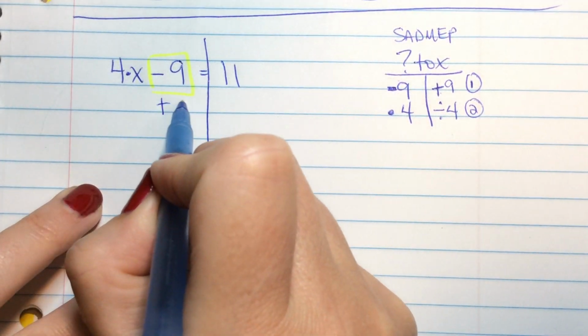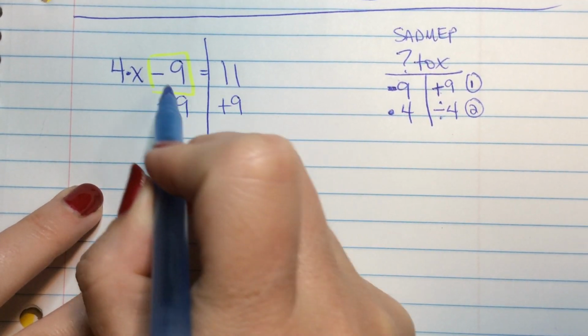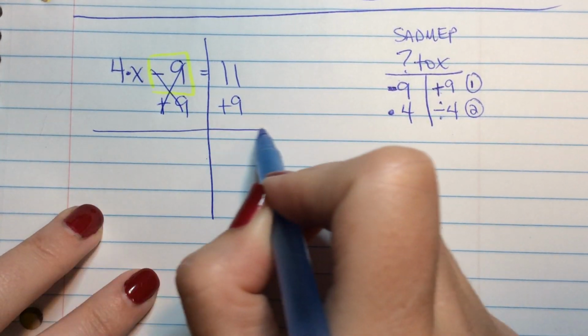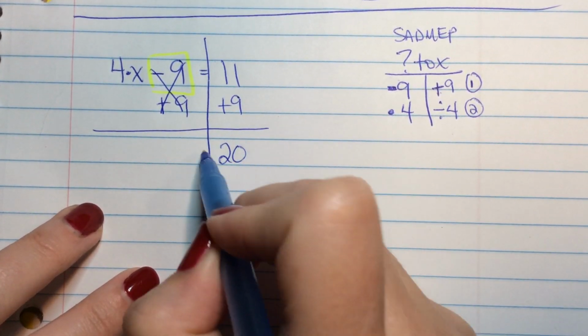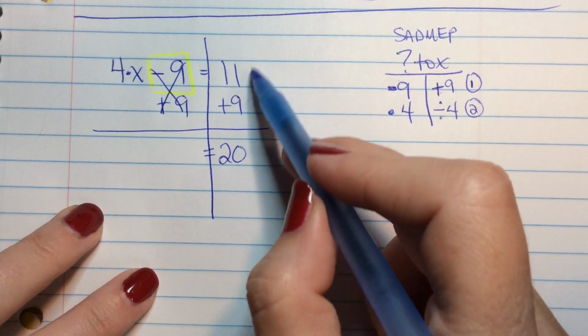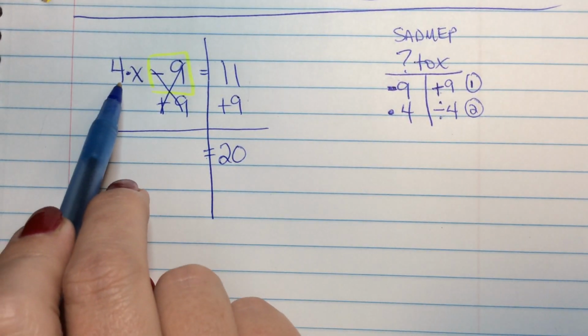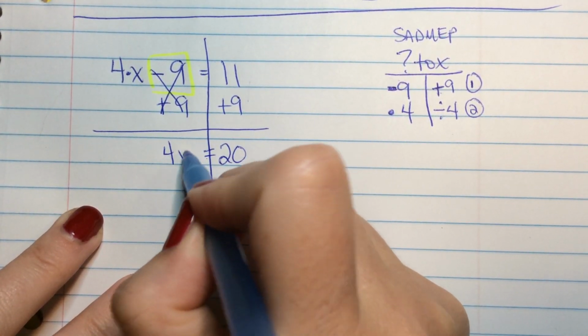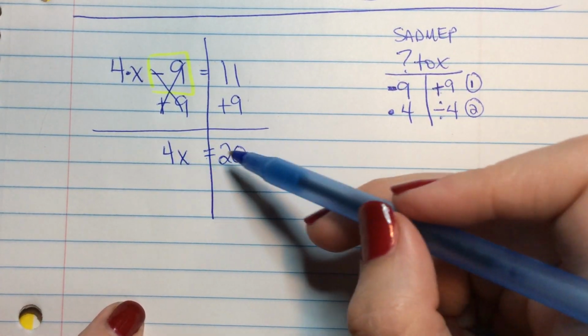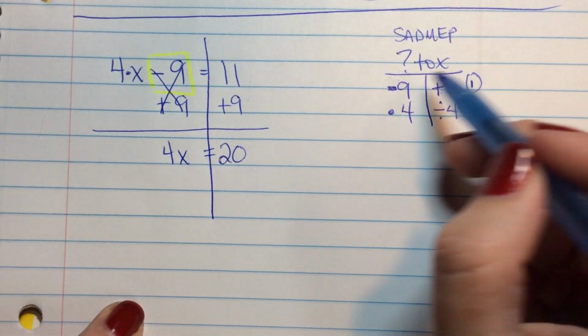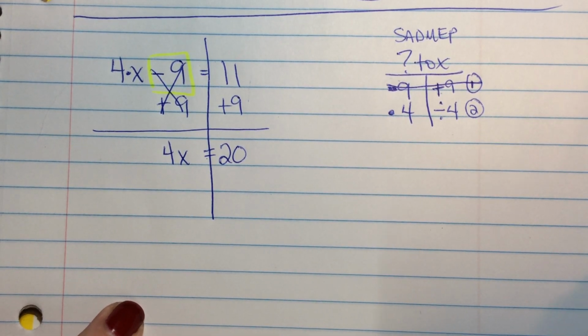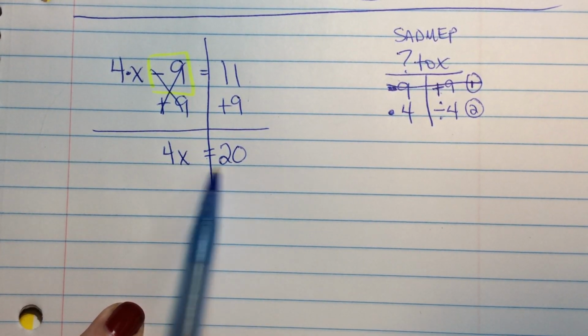So we're going to add 9 to both sides. These 9s will cancel, and we'll get 20. 11 plus 9 is 20. We bring down our 4x, and it says 4x equals 20. Well, we're done with step 1. Notice that the 9 is gone. This is now our new equation.